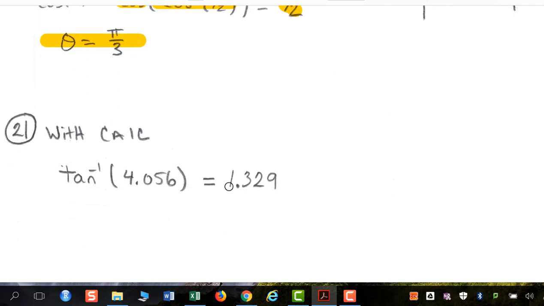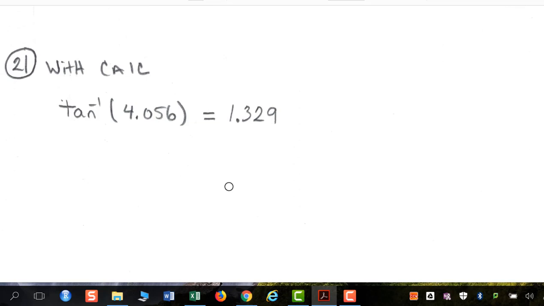Number 21 asked me to evaluate this to 4 digits with a calculator. What is the arctan of 4.056? I typed that in my calculator and I got 1.329.